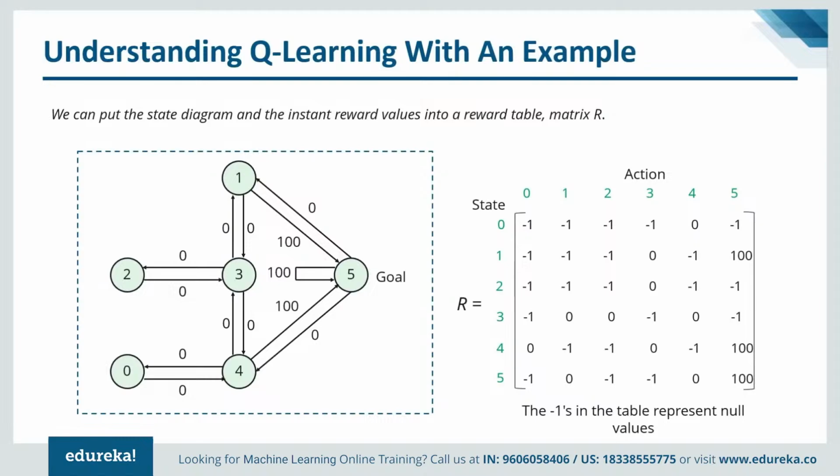So 0 to 0 is minus 1. 0 to 1, there is no link. There's no direct link from 0 to 1, so it's represented as -1. Similarly, 0 to 2 also there is no link. You can see there's no line over here. So this is also -1.